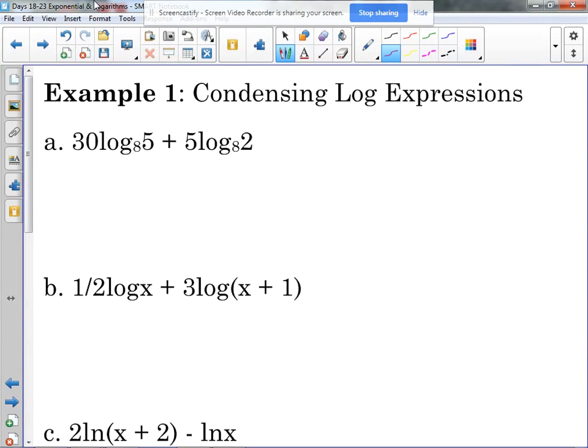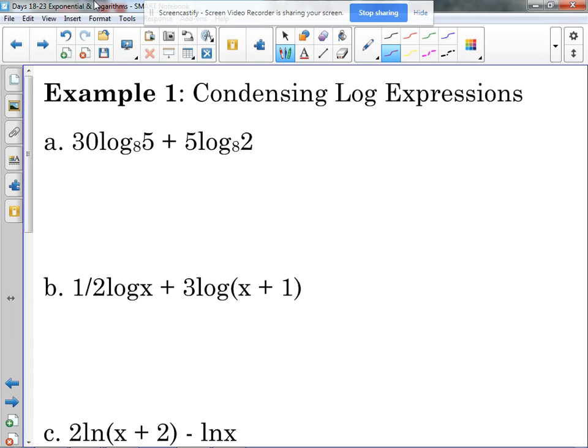Condensing some log expressions here. We want to condense these into a single logarithm expression. We have to have the same base, which we're fine here. We've got log base 8, so nothing weird going on there.